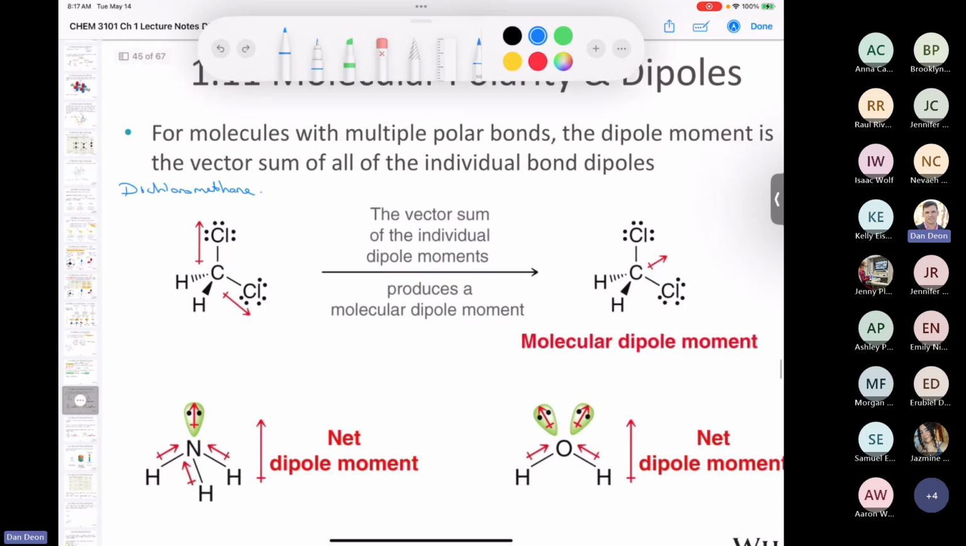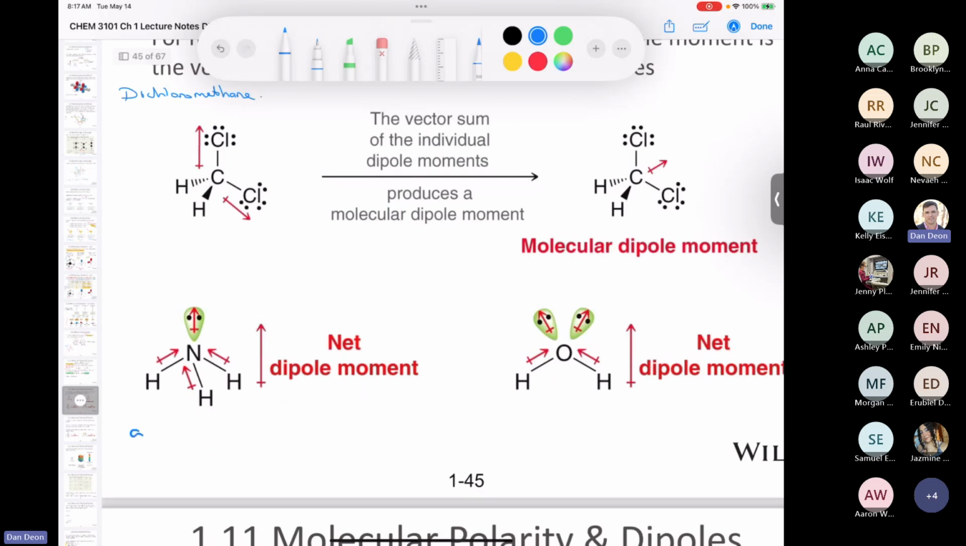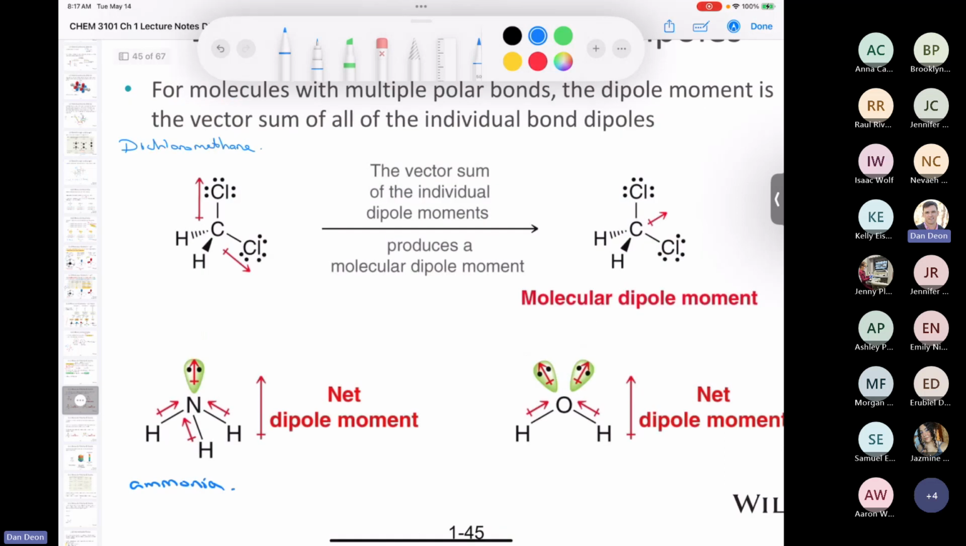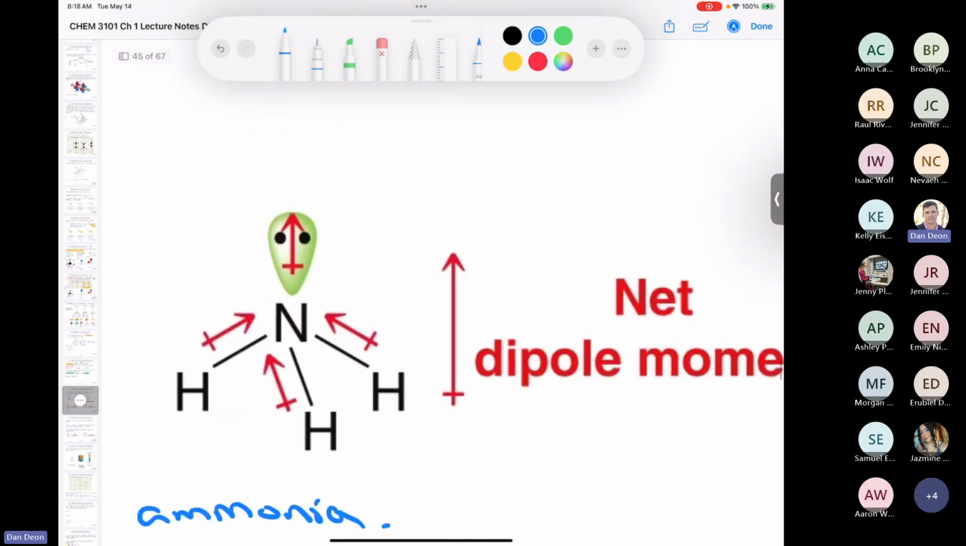If you take a look at ammonia, and you guys should all know the name of ammonia by now, okay? We know that nitrogen has an electronegativity of 3.0. Hydrogen is 2.1. The difference is 0.9. And so there's a dipole between the nitrogen and the hydrogen. There's one going this way, one going this way, and one going this way.